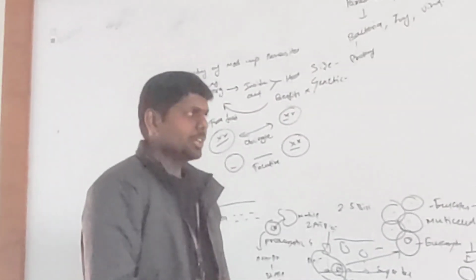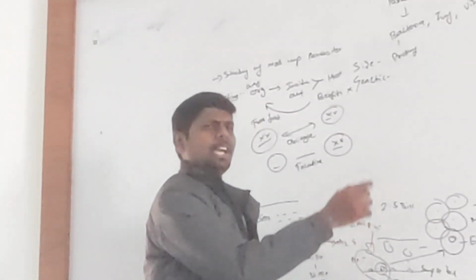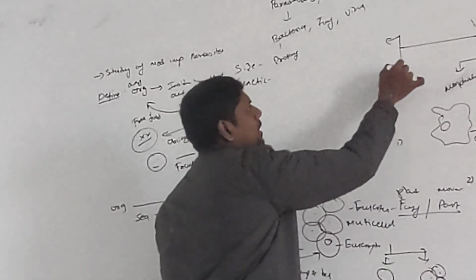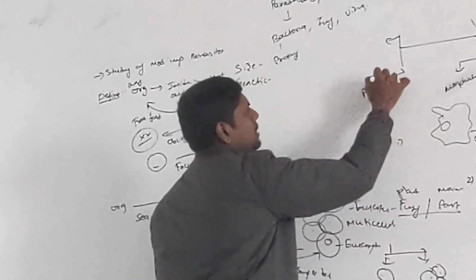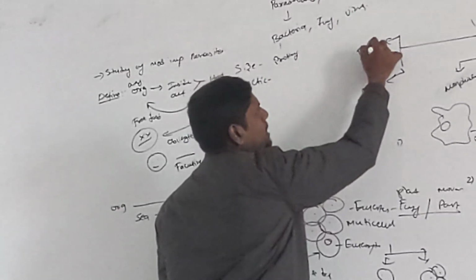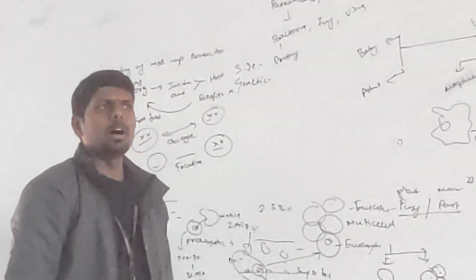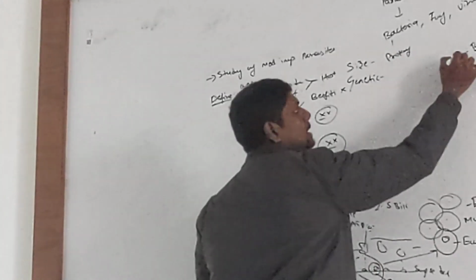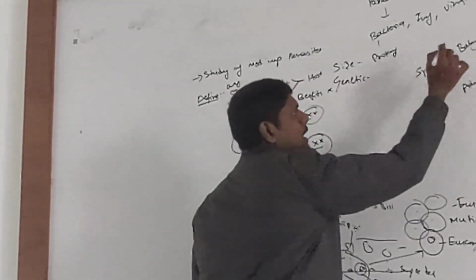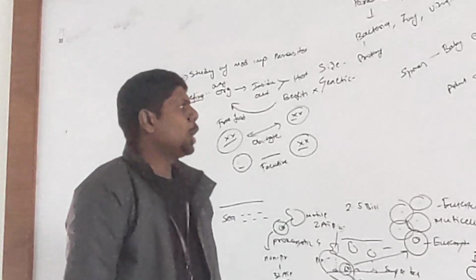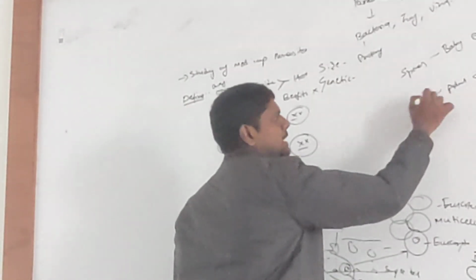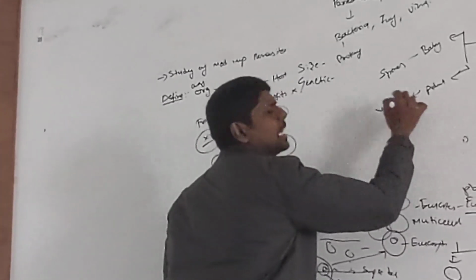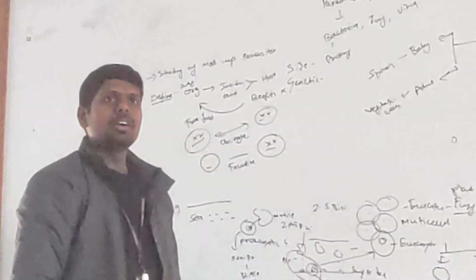By the way, I want to tell a few more things. In the case of protozoans, there are larval forms and adult forms. The baby form, or larva, of a protozoan is called spores, whereas adult protozoans are called vegetative states, vegetative cells. Okay?